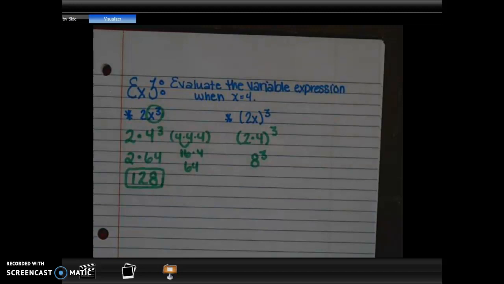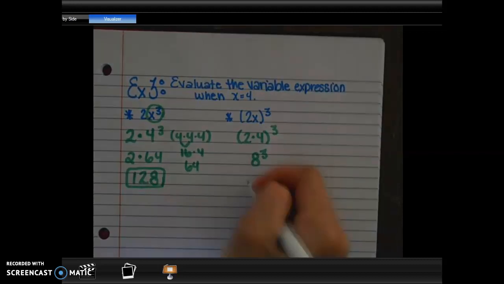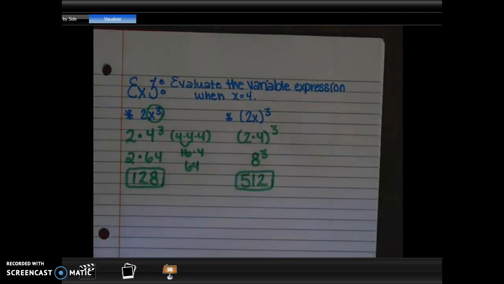I'm going to use my handy dandy calculator. So we have 8 times 8 times 8, which is 512. So yeah, use your calculator on these. It will make life a lot easier, okay?